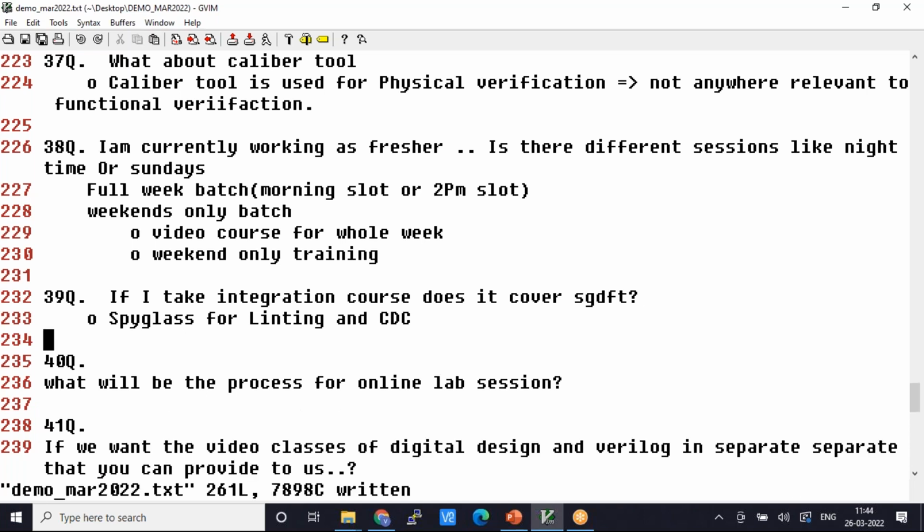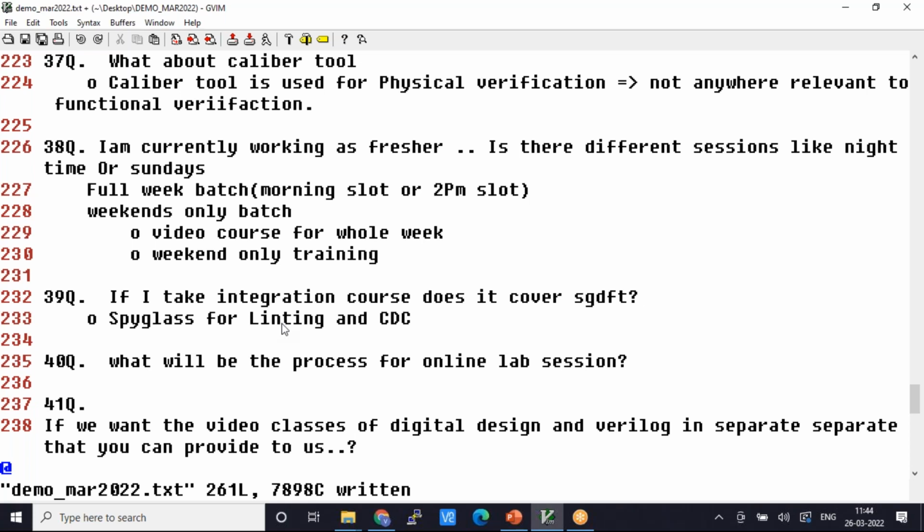I can check with the trainer and confirm with you regarding Spyglass DFT, whether the integration course covers it from a DFT perspective. As of now, to my knowledge, it doesn't. It covers the Spyglass tool from a linting and CDC perspective.